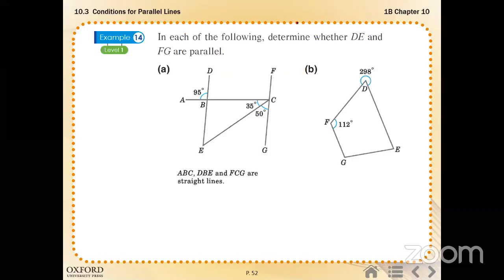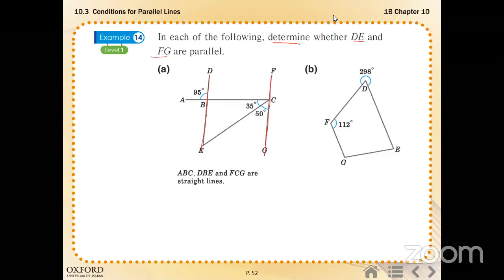Now, look at the question. You have to identify there's a difference between the type of questions asked in session 2 and session 3. In each of the following, determine, it means you make the decision, whether DE and FG are parallel. Now, in part A, I am looking at DE and FG, and then you try to look for the angles.